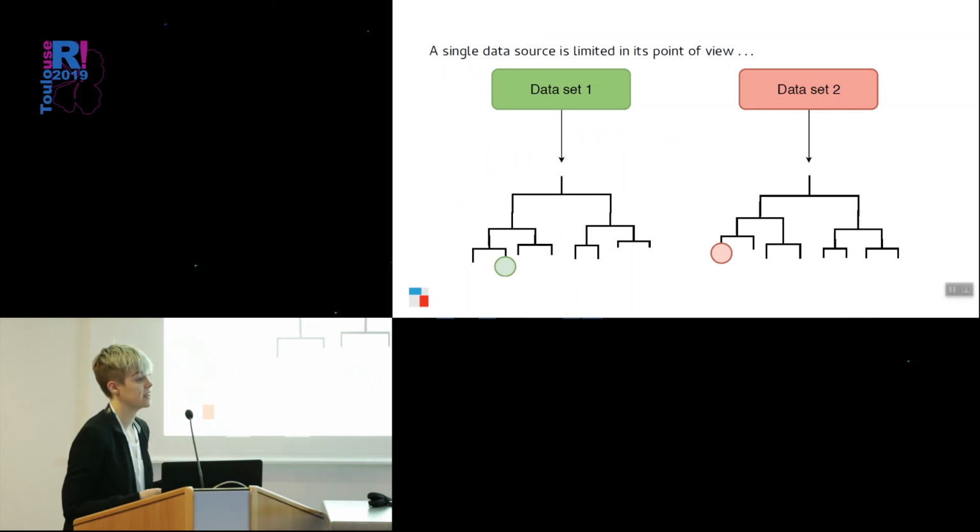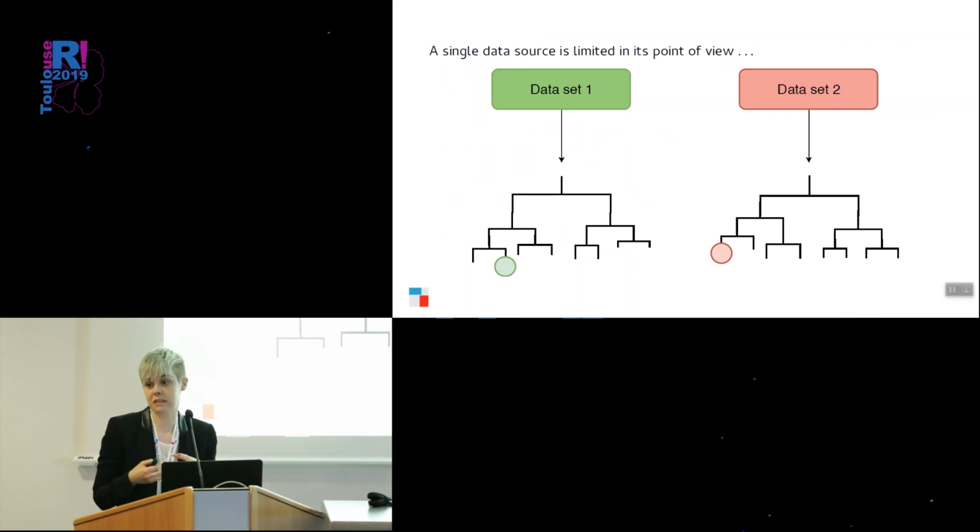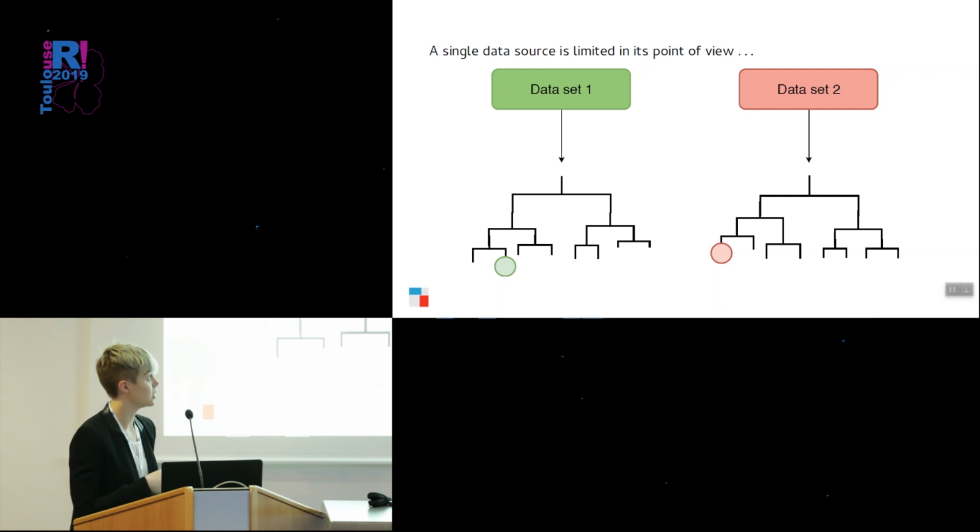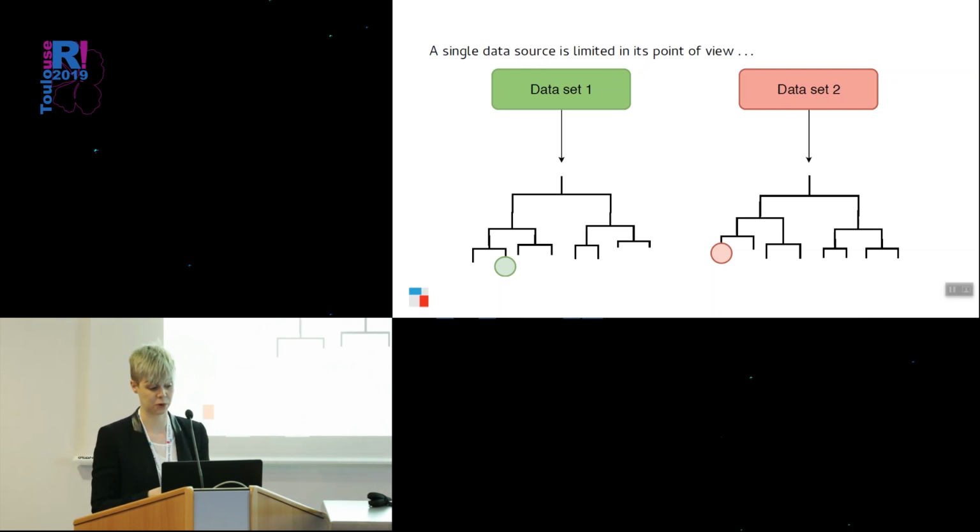Now, we could say that a single data source is quite limited in its point of view. If you are looking at data set 1 and you perform a cluster analysis, the objects that you find similar to each other are going to express this similarity only on the first data set. If you have a second data set and you perform again a clustering analysis, you will find objects that are similar, but they are not necessarily similar on data set 1 because you have not used the information that was embedded in data set 1.